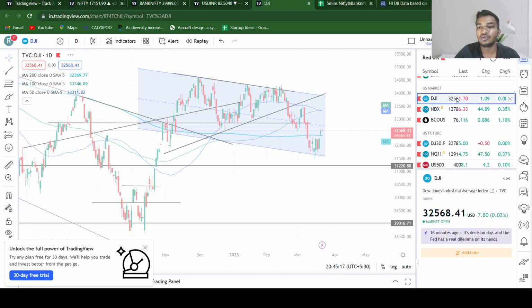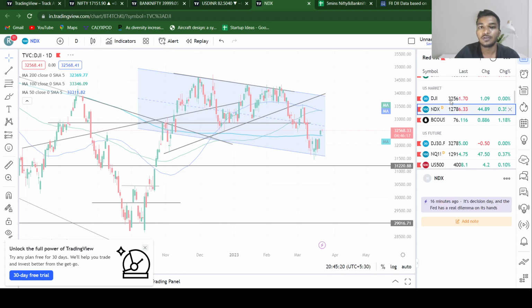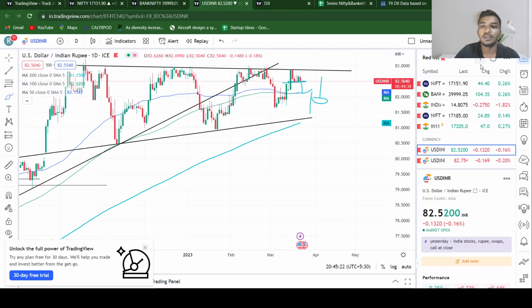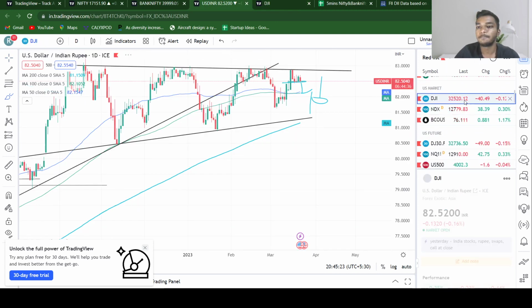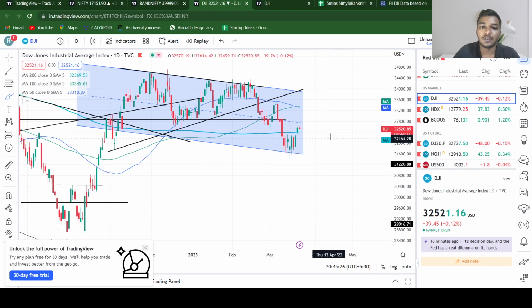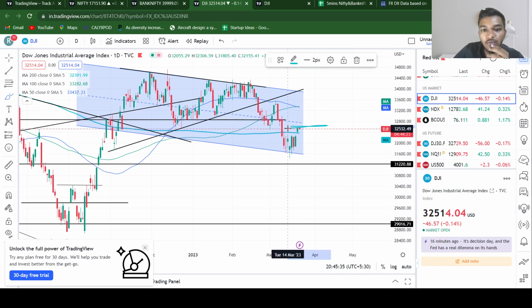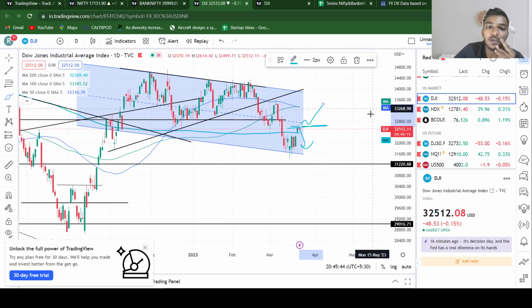We look at Dow Jones for you. Dow Jones is kind of waiting for an FOMC meeting. If the FOMC meeting goes bad, then we could see a downfall again. And if it remains good, then we could see upside momentum.